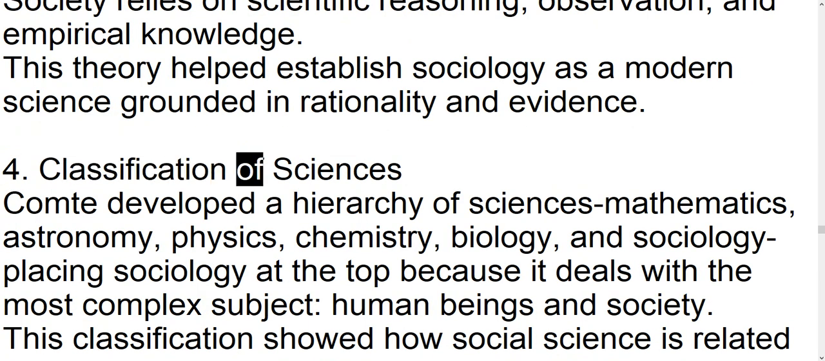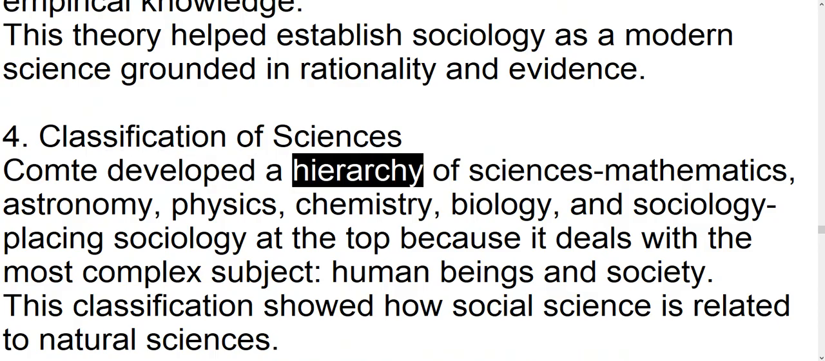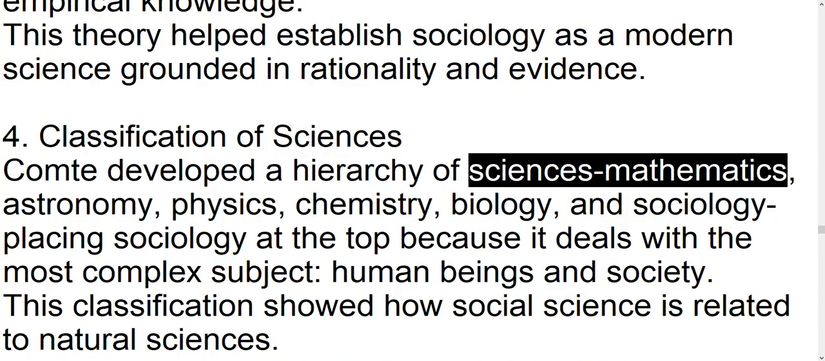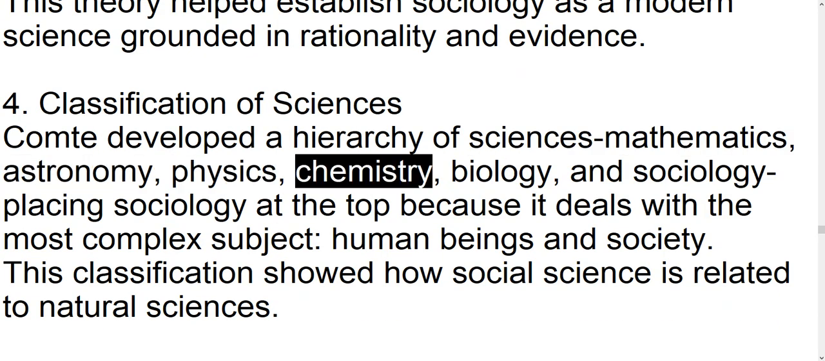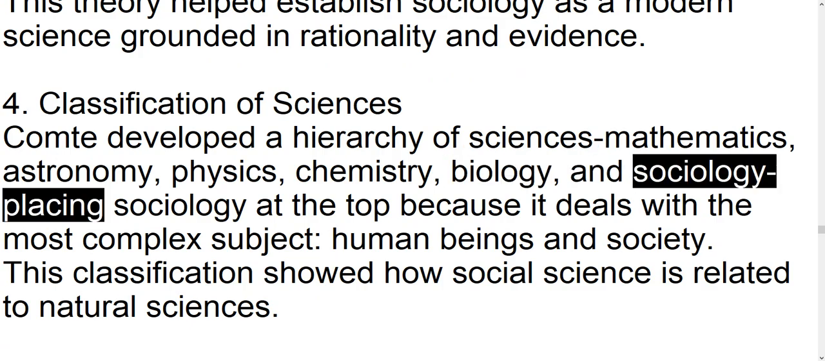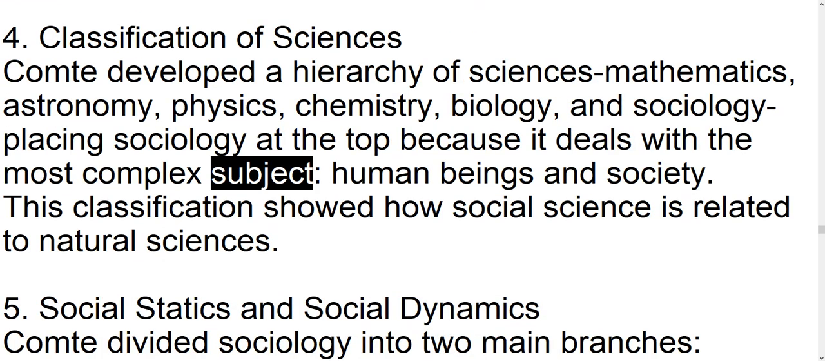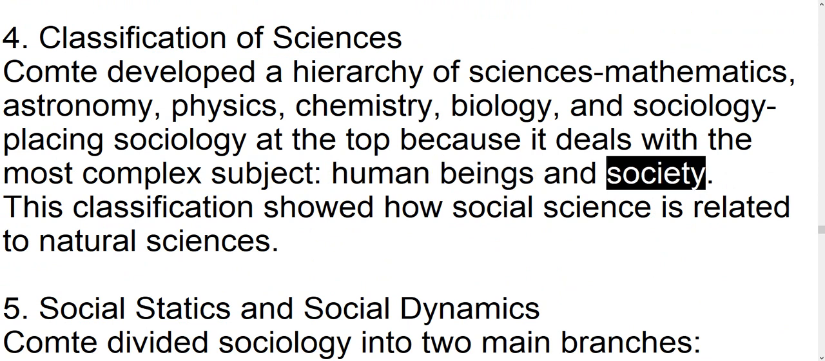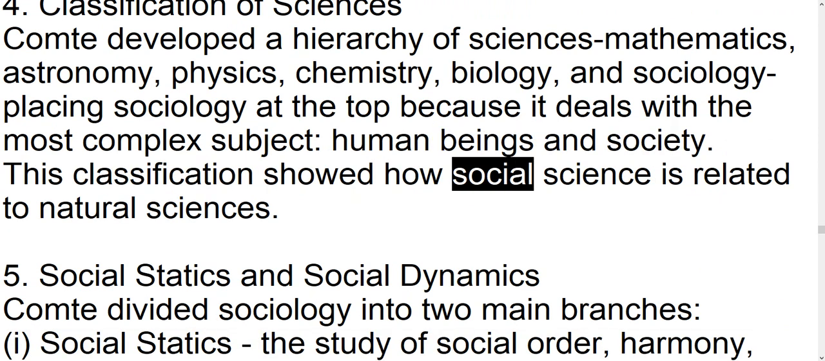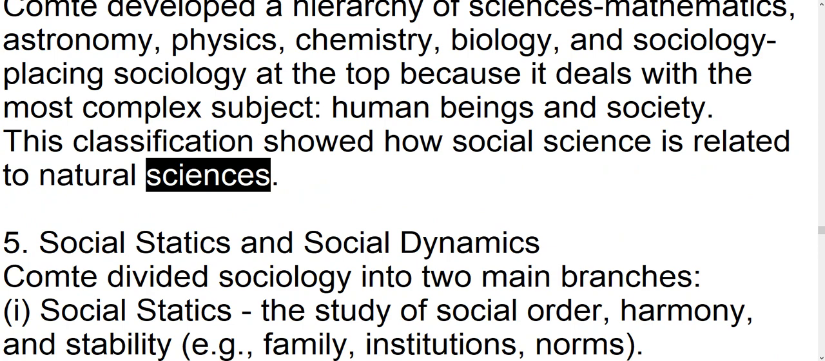4. Classification of sciences. Comte developed a hierarchy of sciences: mathematics, astronomy, physics, chemistry, biology, and sociology, placing sociology at the top because it deals with the most complex subject, human beings and society. This classification showed how social science is related to natural sciences.